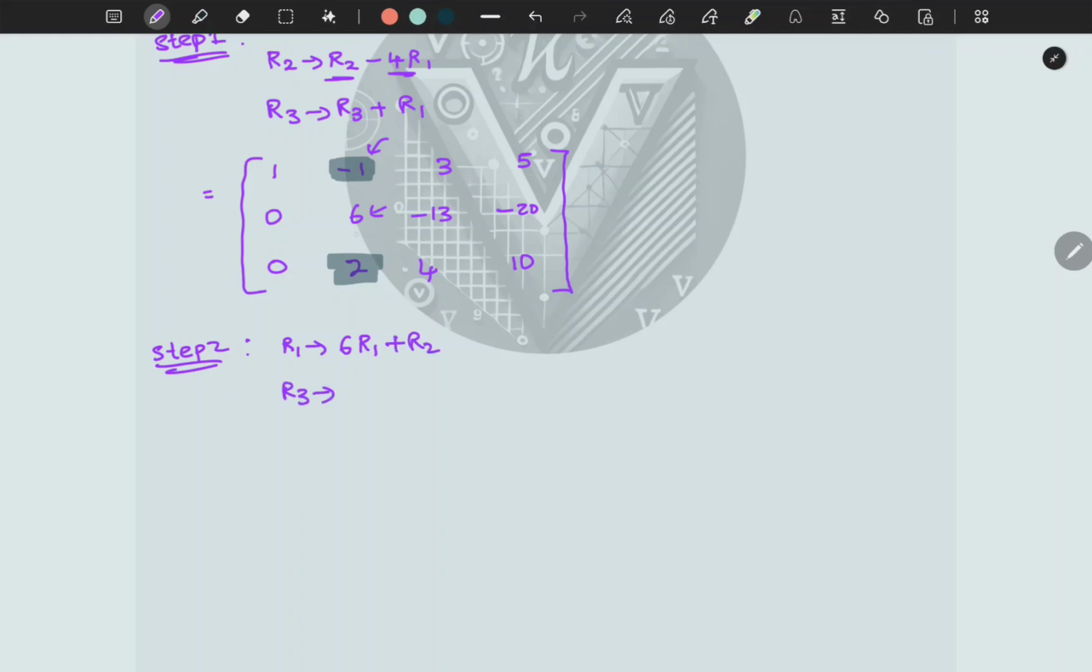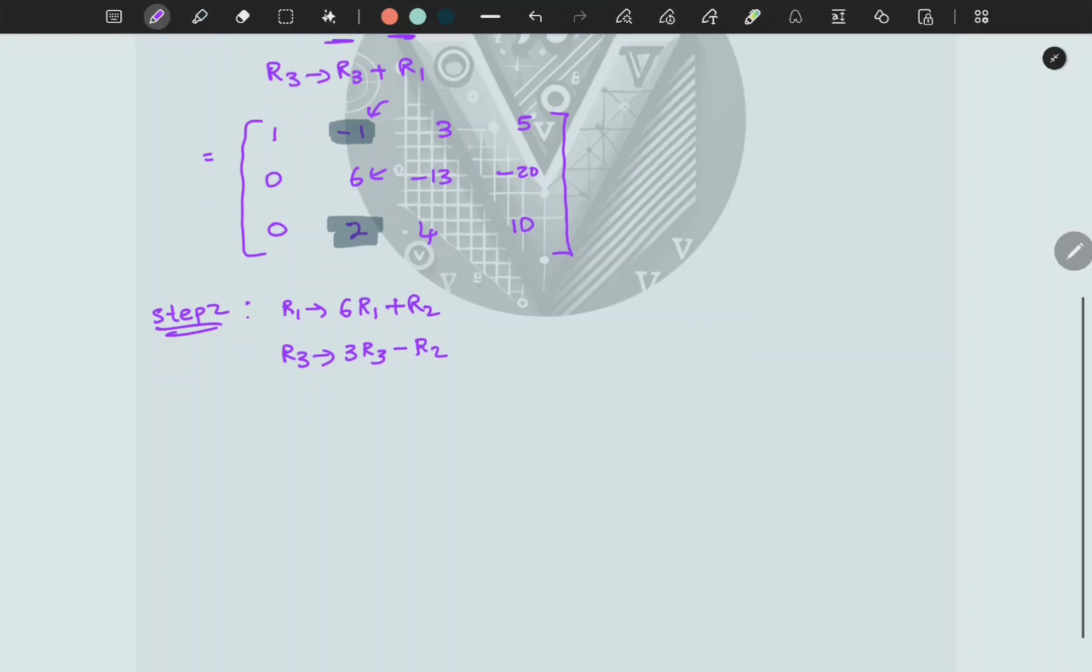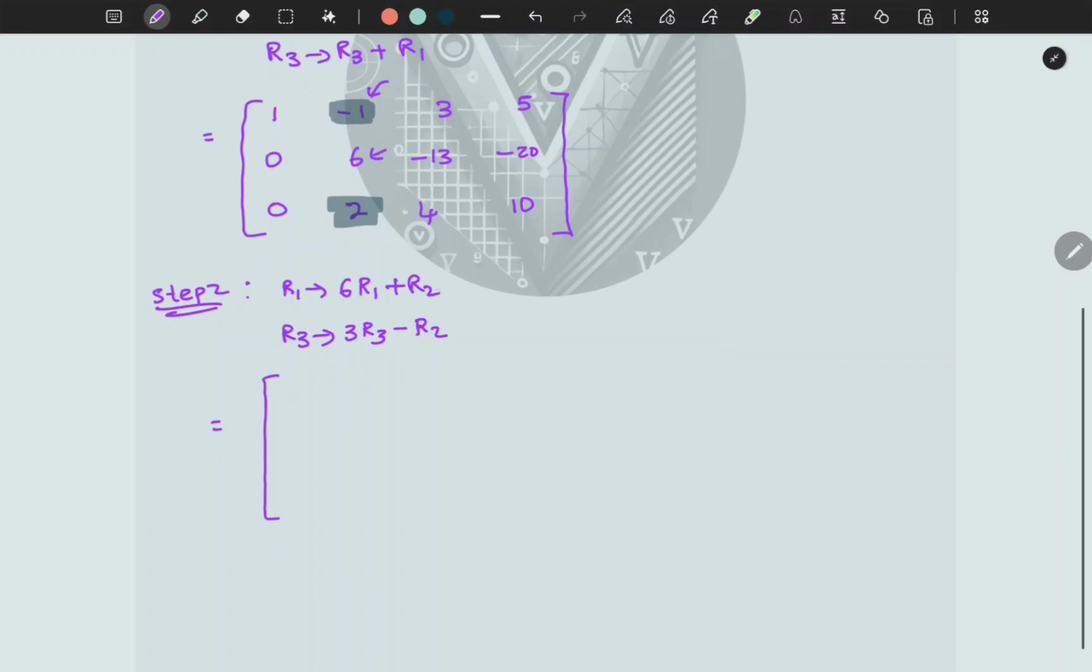And for row 3, what should I do? 2 and 6, what is the relation? So I should multiply row 3 with 3, because 2 into 3 is 6, and then subtract row 2 from that. I hope you understood this, right? So now I'm directly writing row 1 is 6 times row 1 plus R2.